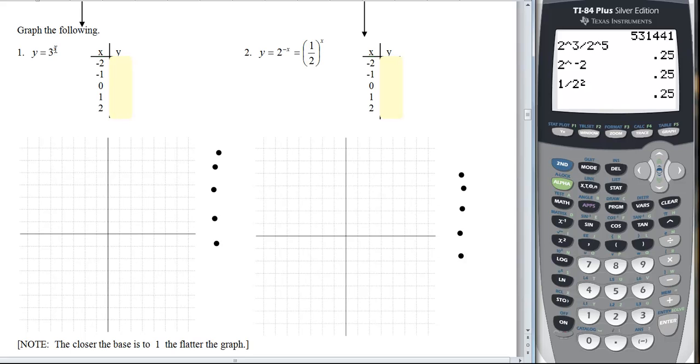If you put -2 in, that's 3 to the -2. Remember, that is 1 over 3 squared, so I get 1/9 from that. If I put in -1, 3 to the -1, this is why you need to know about negative exponents. That would be 3 to the -1, which is 1/3. 0, I love 0. 3 to the 0 gives you 1. 3 to the first is 3, and 3 squared is equal to 9.